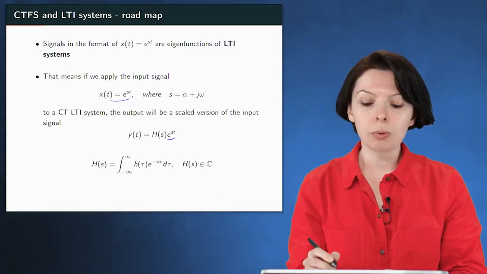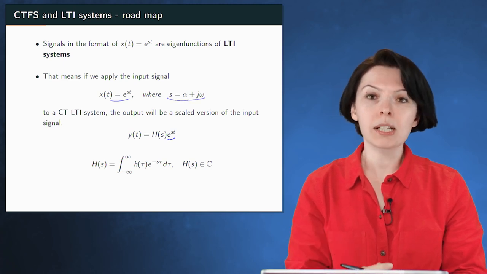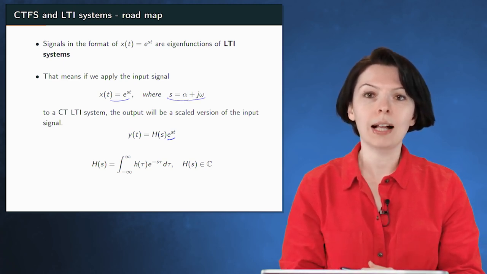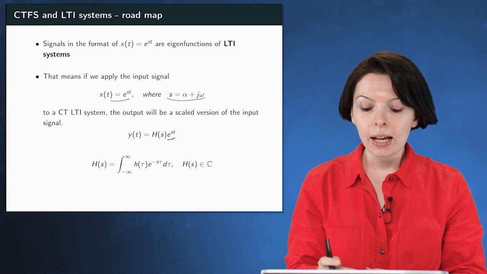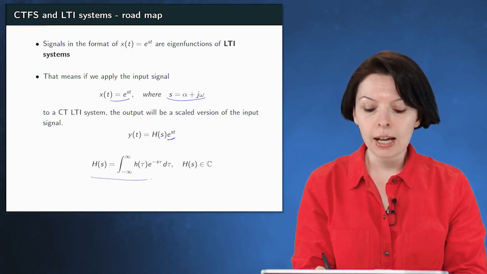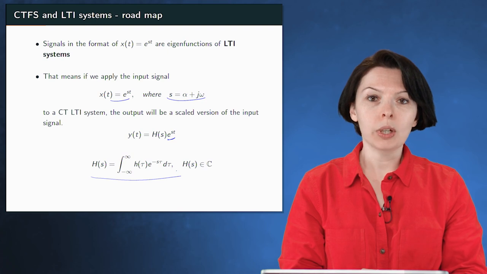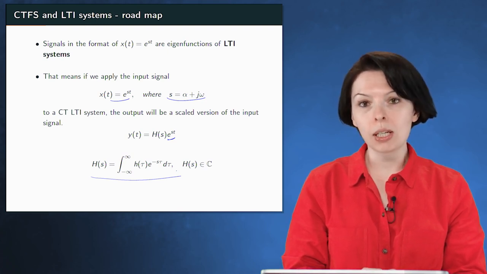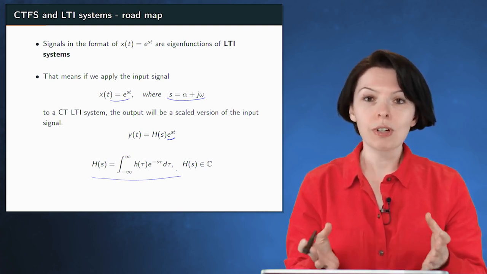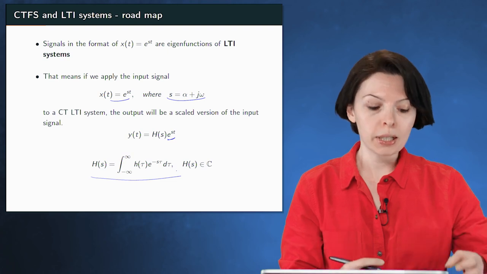In this exponential, s is a complex number, which we can represent as alpha plus j omega. And H of s, we defined using this integral. H of s was equal to the integral of h of tau e to the minus s tau d tau. And H of s is in general a complex number.